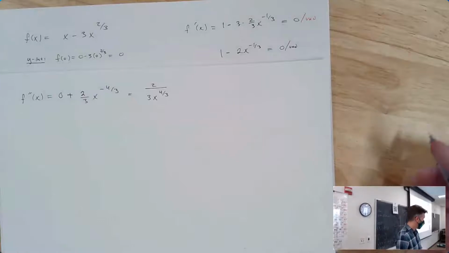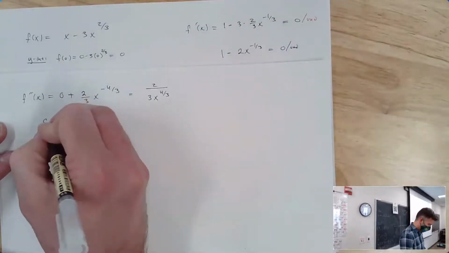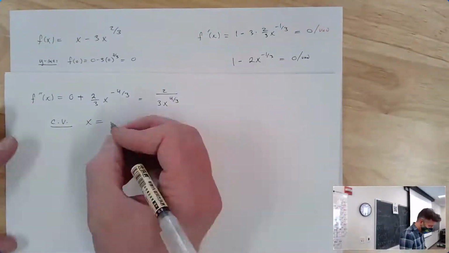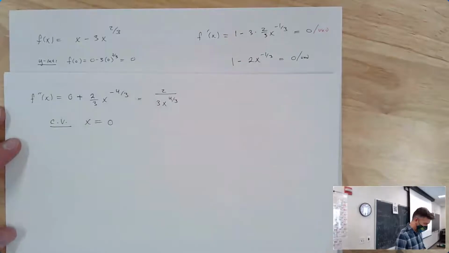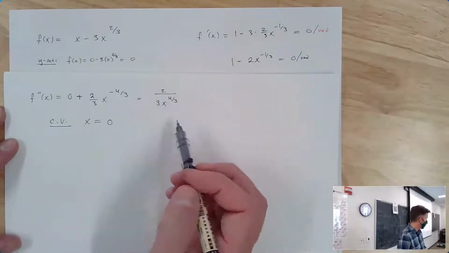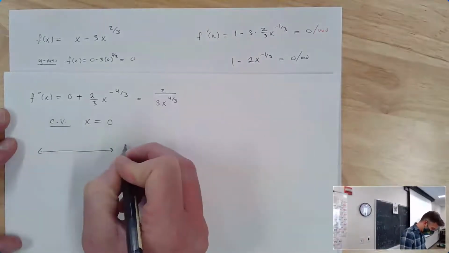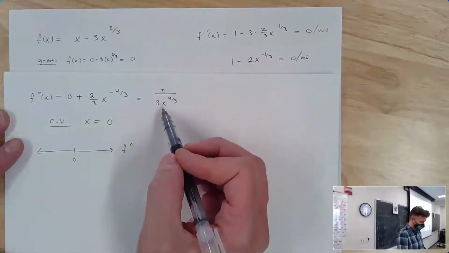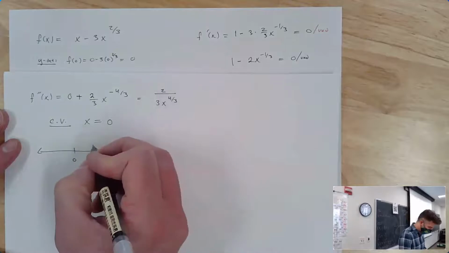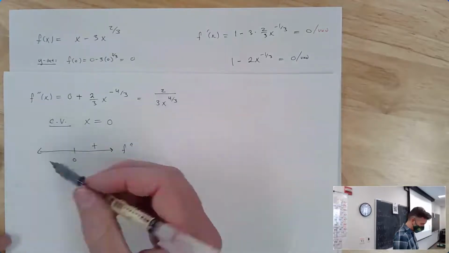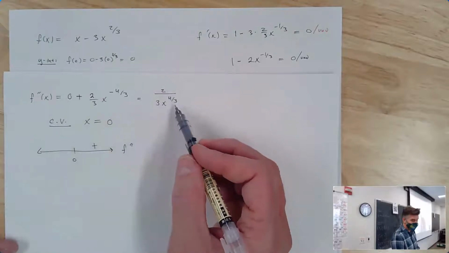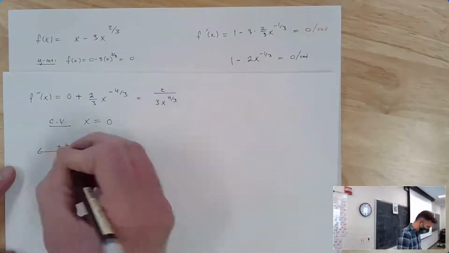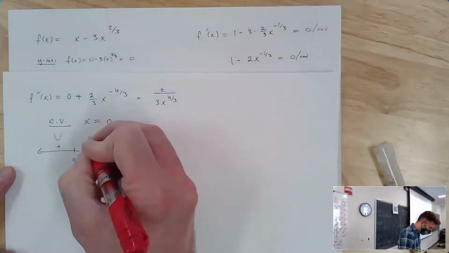And what's my only critical value here? Well, there's only one thing that makes this either 0 or undefined, and it's 0, and it makes it undefined. If you plug in 0 here, that's going to be an undefined thing. So for my second derivative, there is 0, and if I pick something larger than 0, like 1, 2 over 3 times 1 to any power is 2/3, positive. And if we pick -1, -1 to the 4/3 power is +1, because it's the cube root, which is -1, but the -1 to the 4th is positive. So it's also positive here. So our function is concave up on the left and concave up on the right.